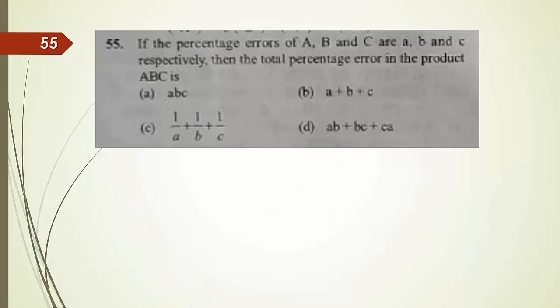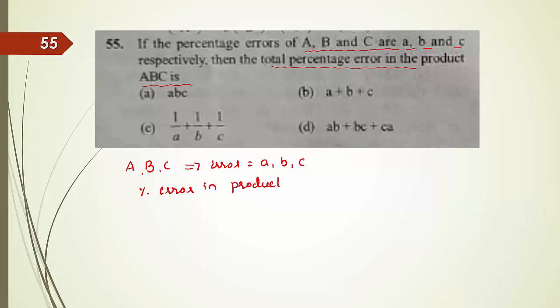Question number 55. If percentage error in A, B and C are small a, small b and small c respectively, then total percentage error in the product ABC is. Right? These are the given quantities. These are having error. Error is how much? Small a, small b, small c. We have to find the product. Remember, percentage error in product ABC, that we have to calculate.